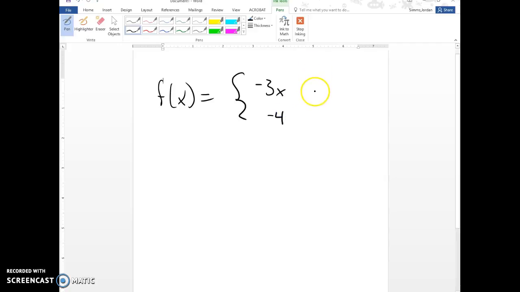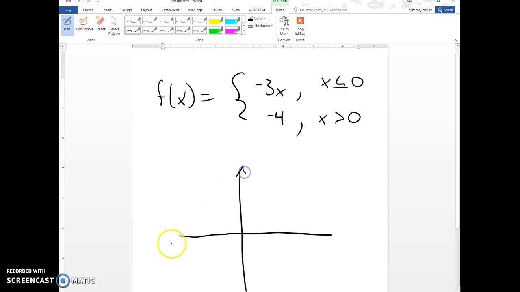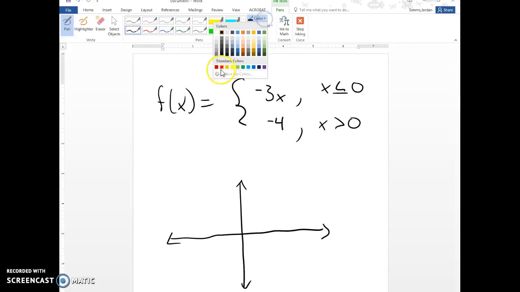So it's going to be negative 3x if x is less than or equal to 0, and it's going to be negative 4 if x is greater than 0. Okay, so what we can do here is we can sketch this graph out. I'm going to do it a little bit dirty here just because Desmos is kind of complicated to graph all this stuff. But let's pick a few points here. So I know that x has to be less than 0. So if x was 0, I'm going to get a point right here at 0 and 0. So let me get a different color out here. All right, let's get some red going.